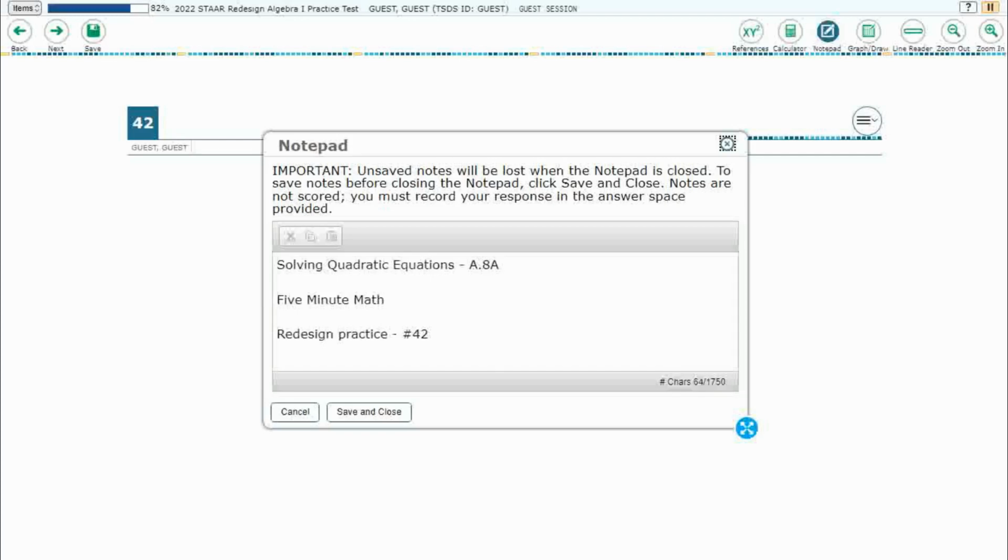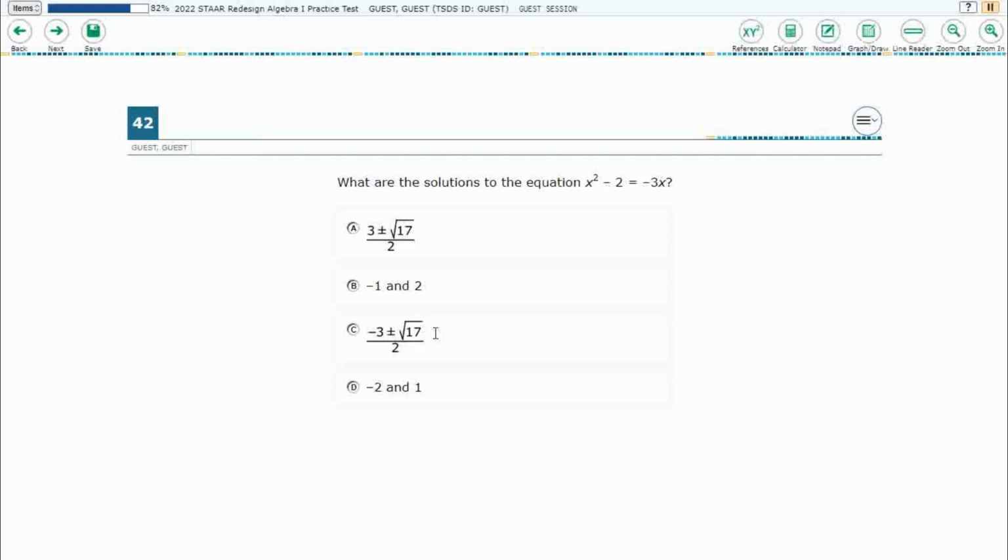Today we are looking at the Algebra 1 concept of solving quadratic equations. This is standard A.8A in the great state of Texas, and we are using item number 42 off the Redesign Practice Online STAAR test. If you haven't done so already, please go ahead and take a moment to pause the video, work this problem out on your own, unpause it, and we will look at our answers together.